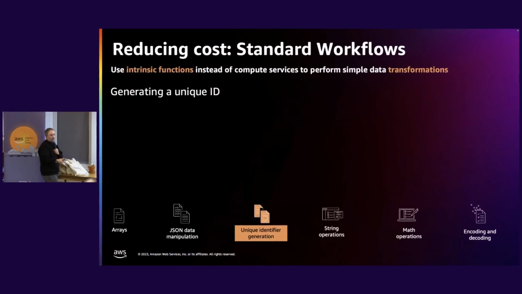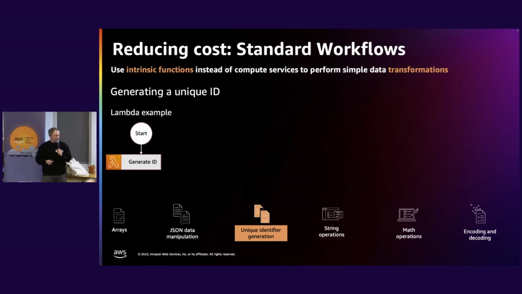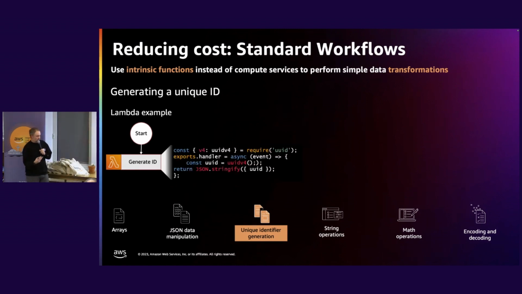The most requested intrinsic function until recently was to generate a unique ID. So what people used to have to do was within their workflow, they would have to create a Lambda function that had some code to generate a unique string. And that might look like this. This is in Node. So here, I'm bringing in a library, some external library called the UUID library. I'm creating my exports handler. I'm running that library. I'm stringifying the response, and I'm returning that.